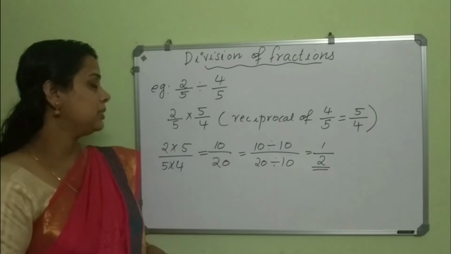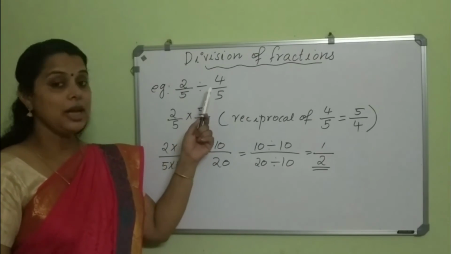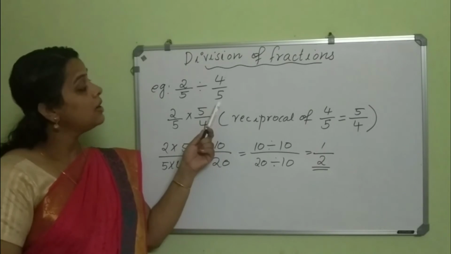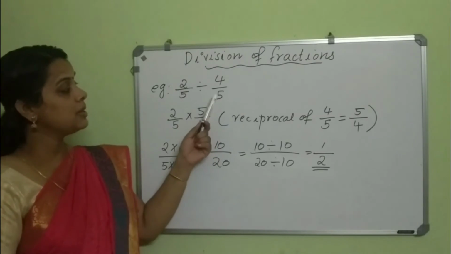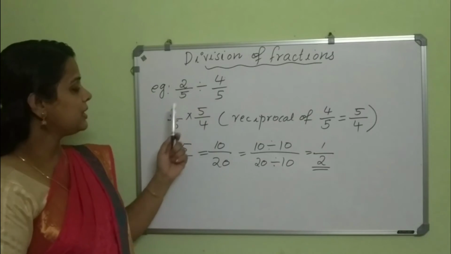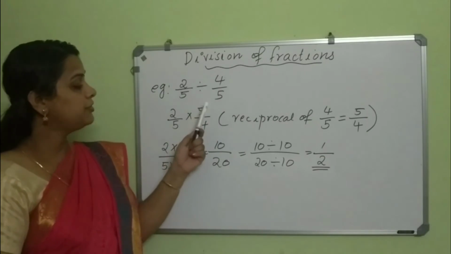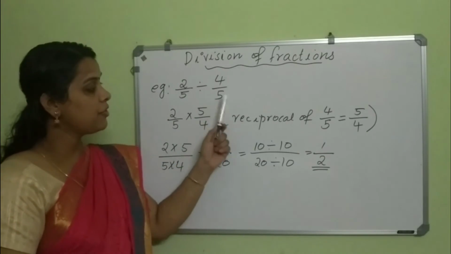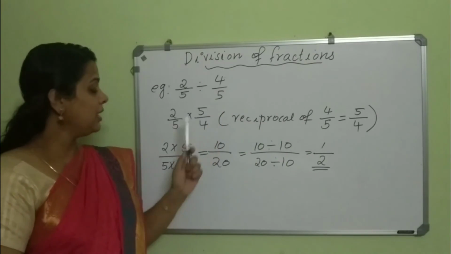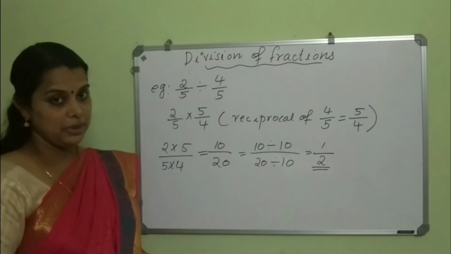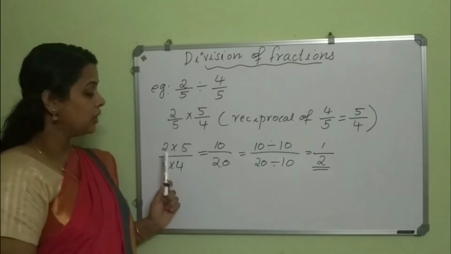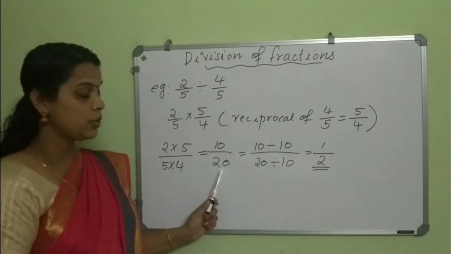Let's see one example. 2 by 5 divided by 4 by 5. So 4 by 5 is the second fraction. We need to find the reciprocal of the second fraction. Okay? That we can write as 2 by 5 into 5 by 4. 5 by 4 is the reciprocal of 4 by 5. Then we need to do the normal multiplication. That is 2 into 5, 5 into 4. 2 5s are 10, 5 4s are 20.